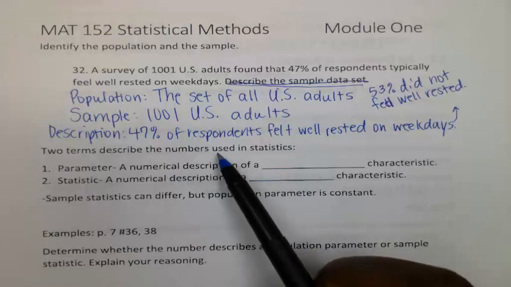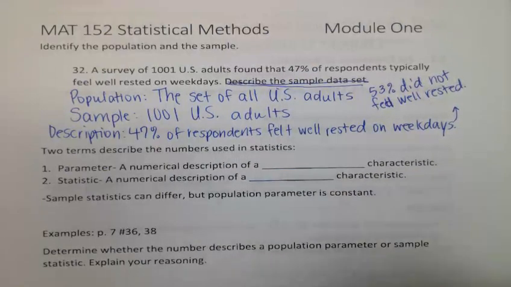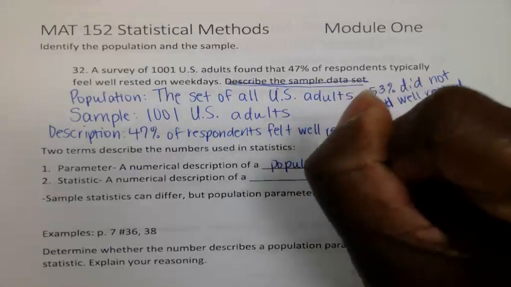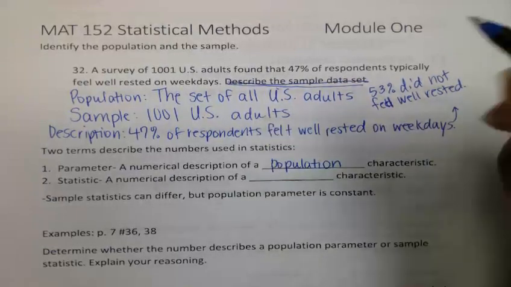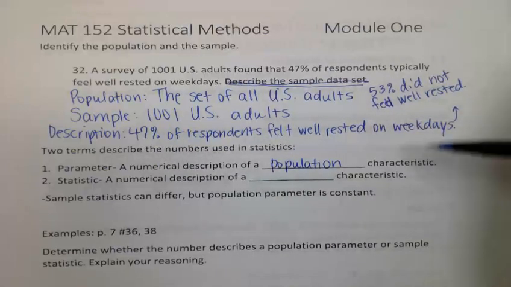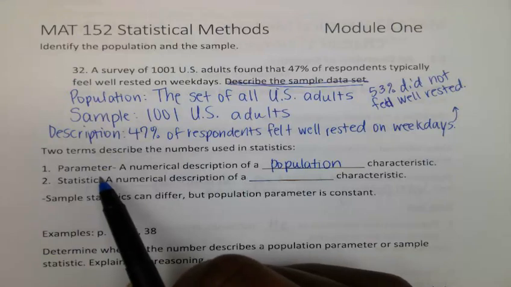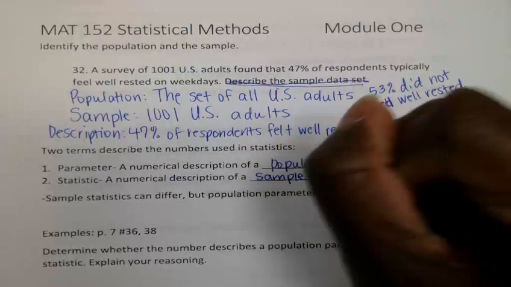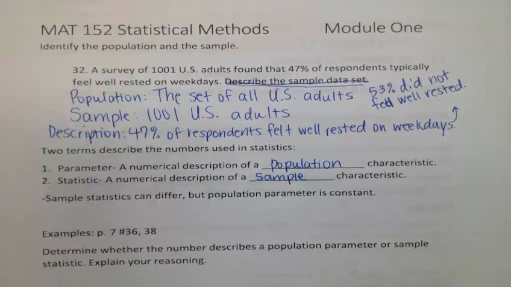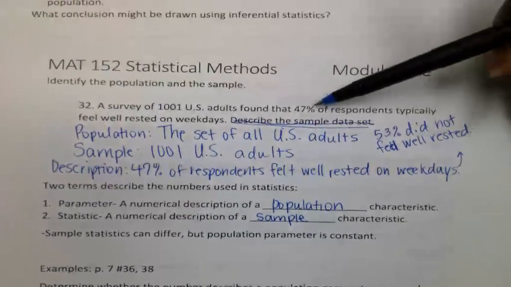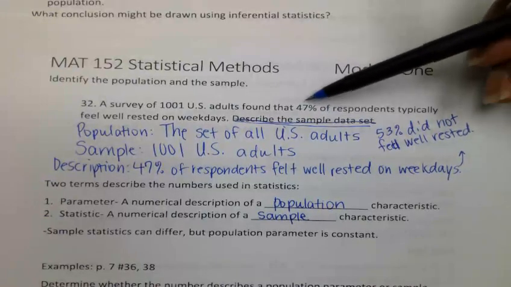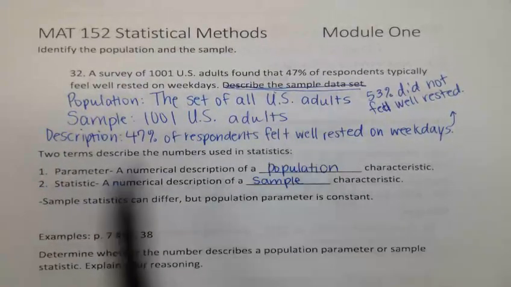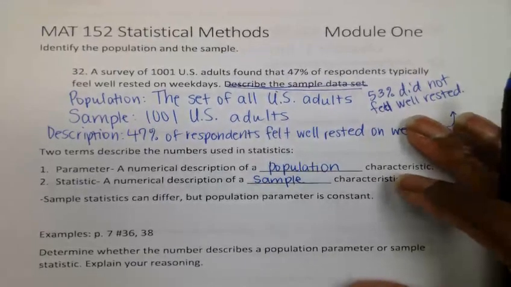All right, two terms describe the numbers used in statistics. So remember, we're looking at that 47%. How do we describe that? A parameter is a numerical description of a population characteristic. That means we had data from the population, we calculated it, we crunched it, and we found that number, which is described as a parameter. A statistic is a numerical description of a sample characteristic. So we look at what that sample was stating. Above 47%, this says describe a sample data set. That means that this was a statistic as opposed to a parameter. If this were to say all U.S. adults, then this would be a parameter. And we'll do an example of that very shortly.